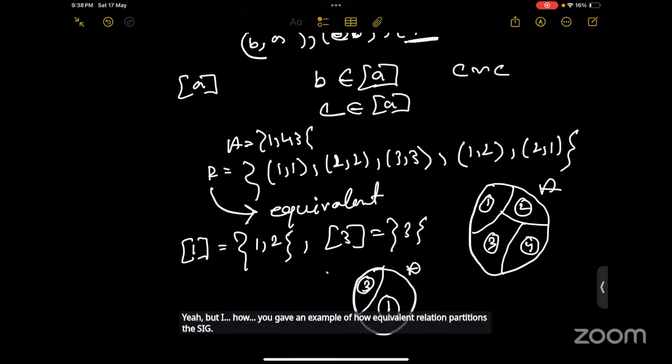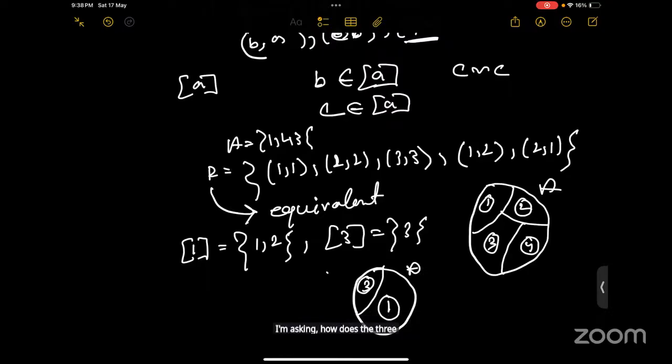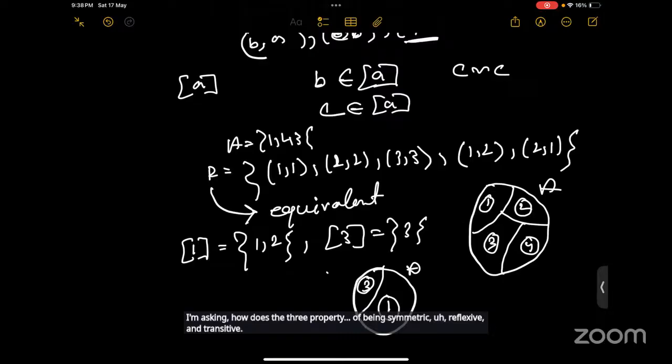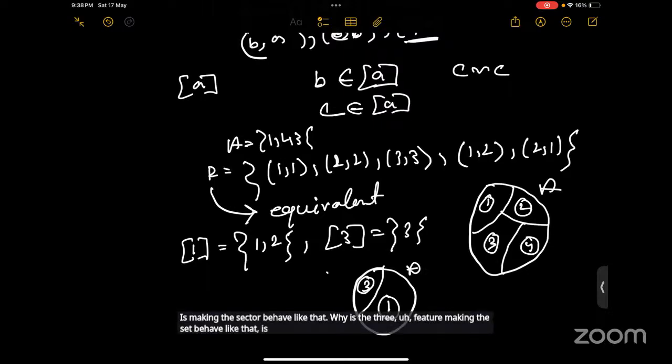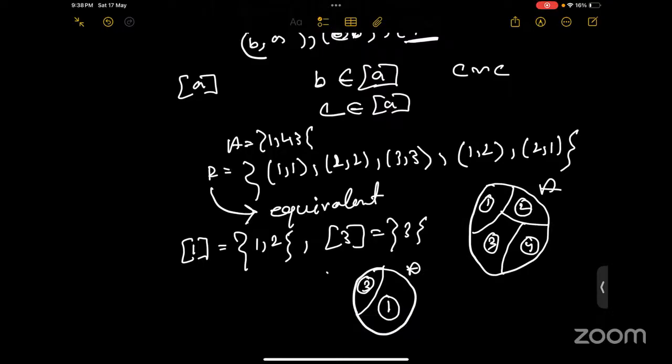Yeah, but you gave an example of how an equivalence relation partitions the set. I'm asking how the three properties of being symmetric, reflexive, and transitive make the set behave like that. Why do these three features make the set behave like that is my question.